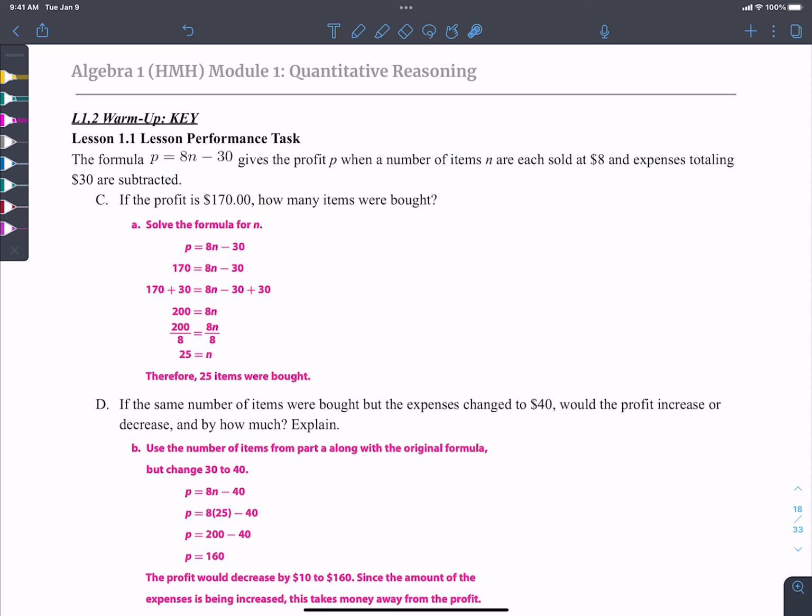In solving for that, we add 30 to both sides. Writing this is not necessary, so you could go directly to this point, and then divide by 8, and that will yield 25. That means that 25 items were bought.